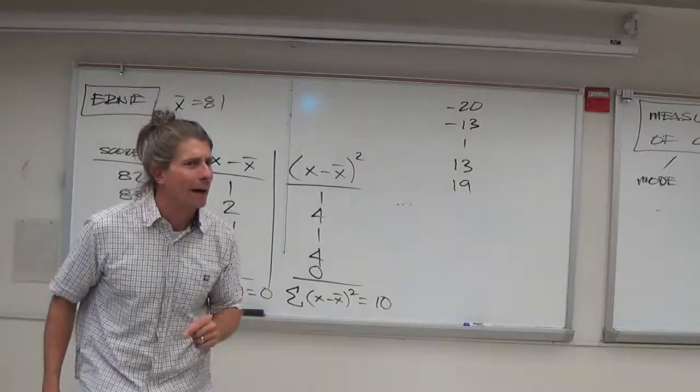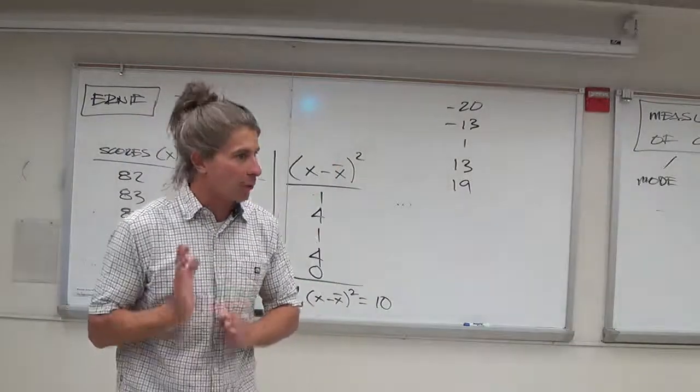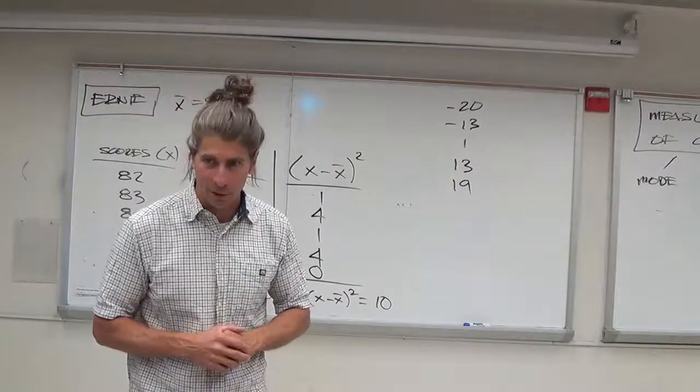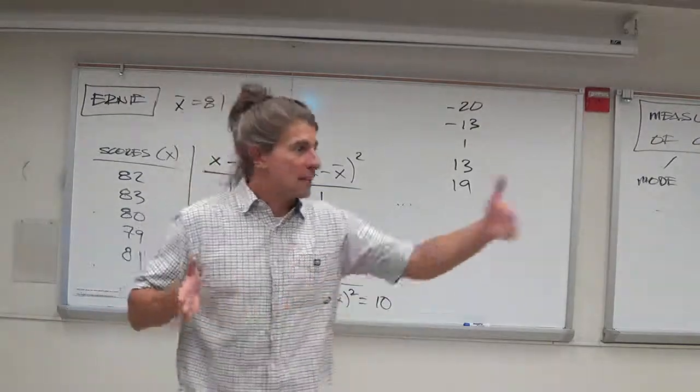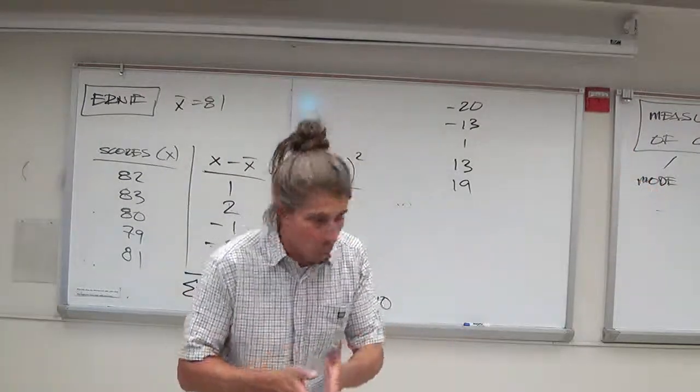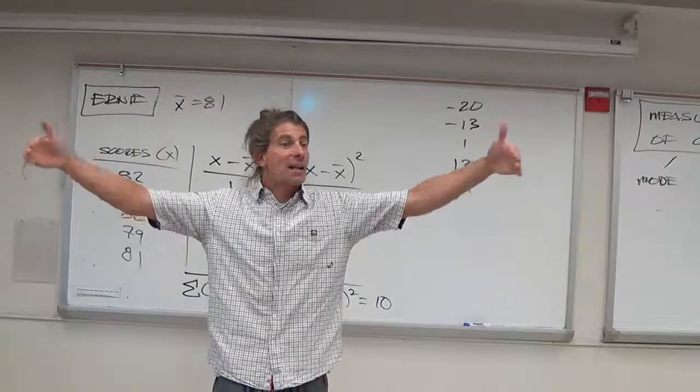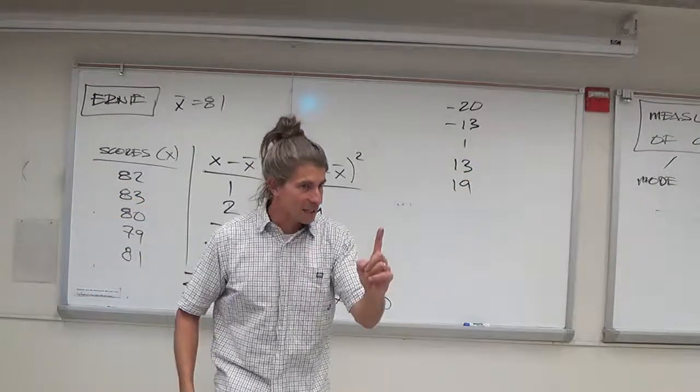Think about it. What's 1 squared? There's no deviation at all from 1 and 1, right? What's 10 squared? 100. That's a huge deviation from 10 to 100, isn't it? So the more deviant you get, it gets exponentially blown up. We have to deal with that.